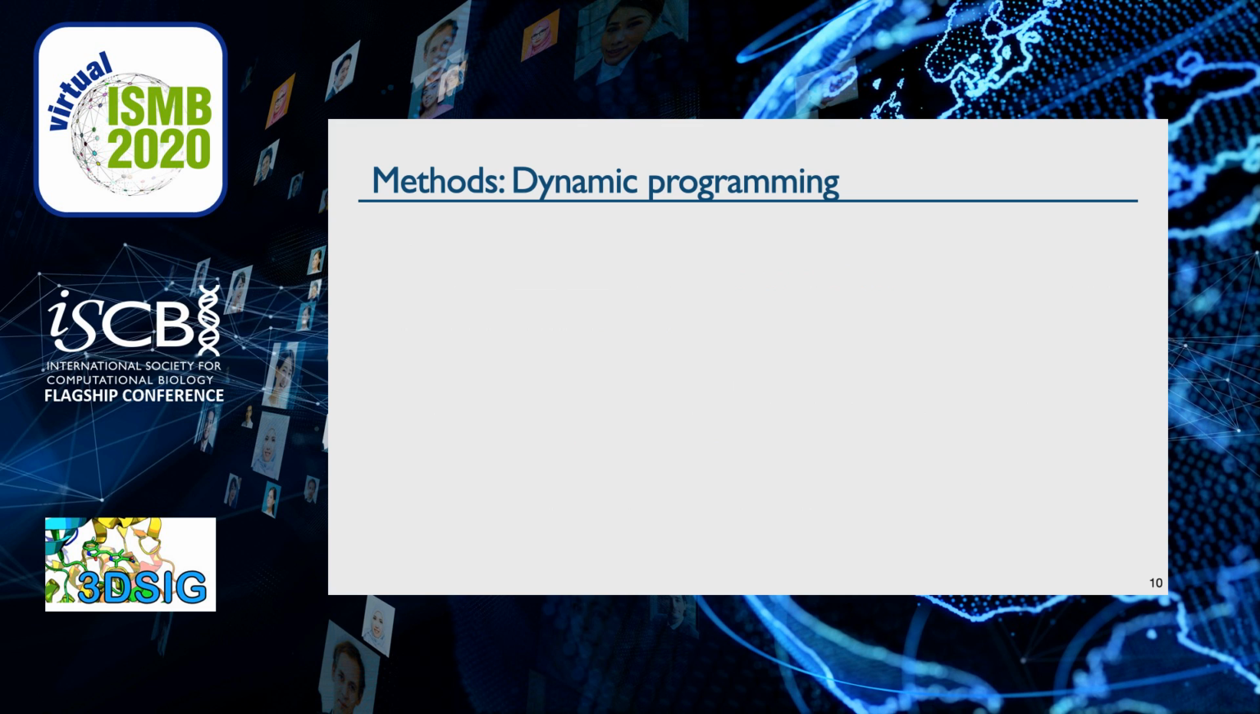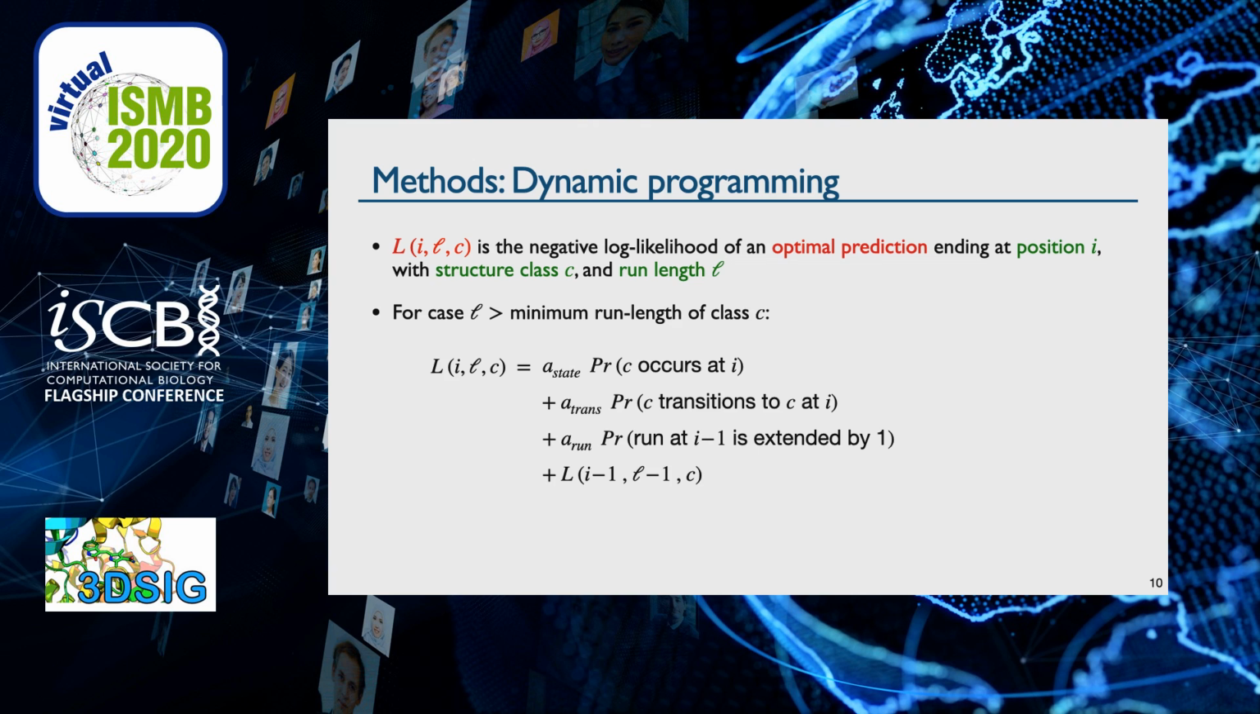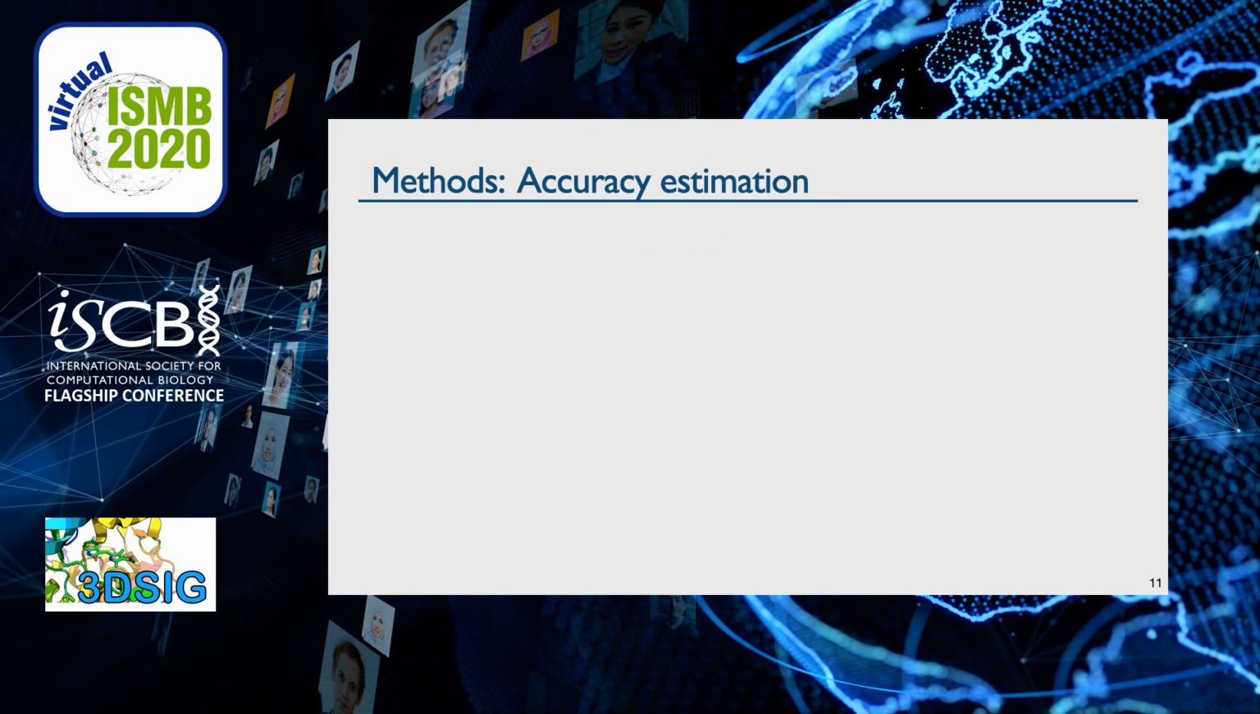The dynamic programming algorithm computes a quantity L of ILC, which is the negative log likelihood of an optimal prediction ending at position I with structure class C and run length L. Below, we give one of 3 cases, the general case of L greater than minimum run length of class C. Here, L of ILC is a sum of state, transition, and run length probabilities, and the negative log likelihood of an optimal prediction at the previous position. Given a sequence of length n, the dynamic programming algorithm runs in linear time.